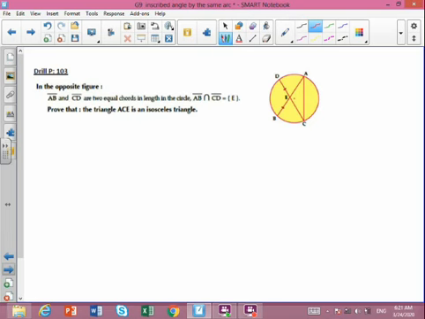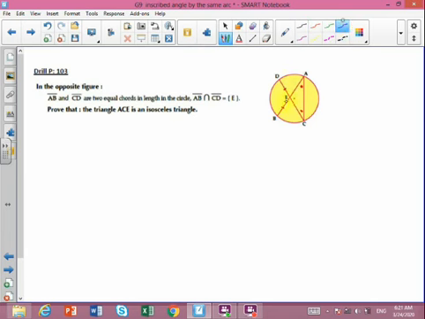Okay, another drill. In the opposite figure, AB and CD are two equal chords. AB intersects CD at E. Prove that the triangle ACE is an isosceles triangle. Okay, isosceles means I want, if possible, to get that these two angles equal in measure. So it becomes an isosceles triangle.